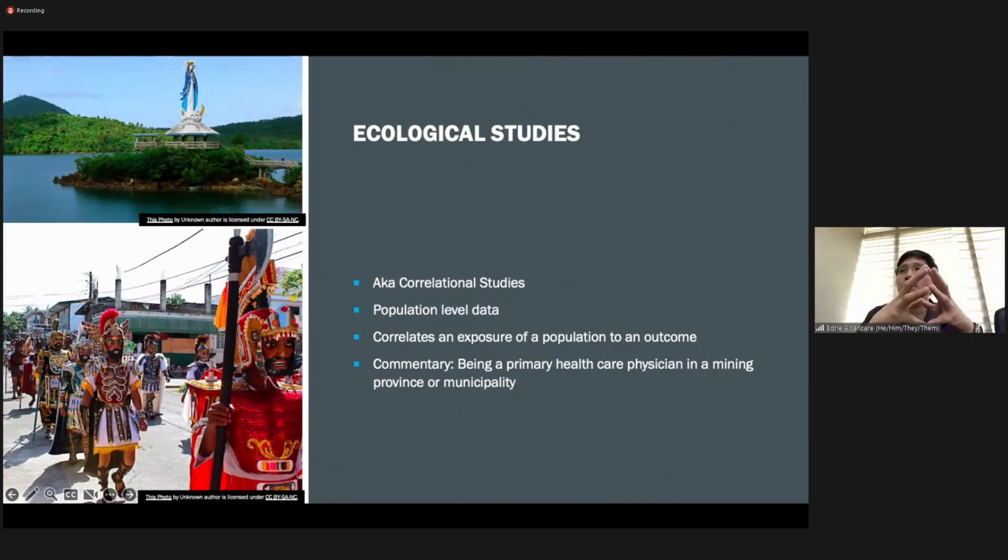And your last form of descriptive study is your ecological studies, also known as correlational studies. So this one, they try to show a correlational relationship. Okay, so correlational link or connection between two variables. Okay, again, they're not establishing a causal relationship. So this is about population level data. Okay, and it correlates an exposure of a population to a certain outcome.